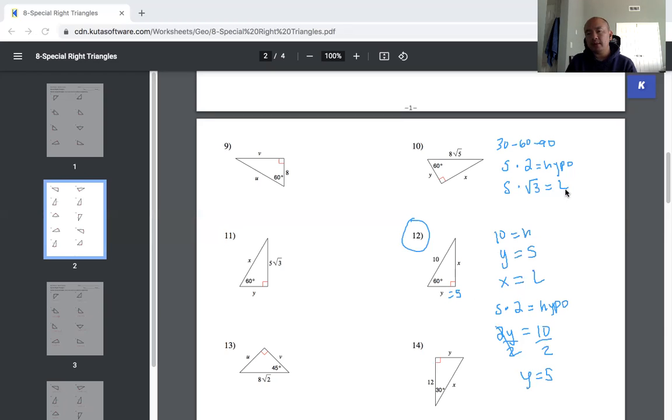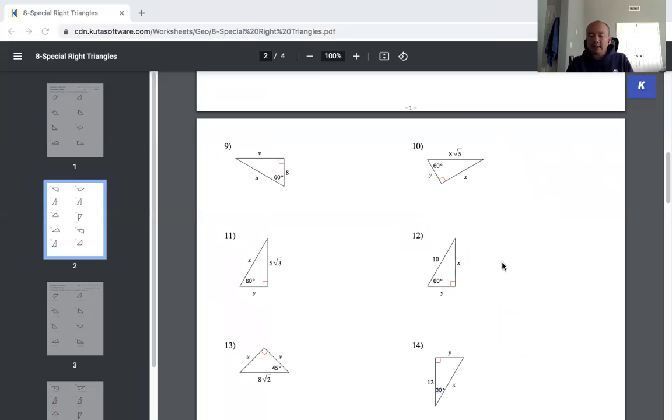Now, how do we get the long leg? Well, we get the long leg by multiplying 5 times radical 3 equals the long leg. So this ends up being 5 radical 3. Now let's do a problem like number 14, where we have the 12 as the long leg here. So we remember the formulas: short leg times 2 equals the hypotenuse, and short leg times radical 3 equals the long leg. Right now we have the long leg, so we have S times radical 3 is equal to 12.